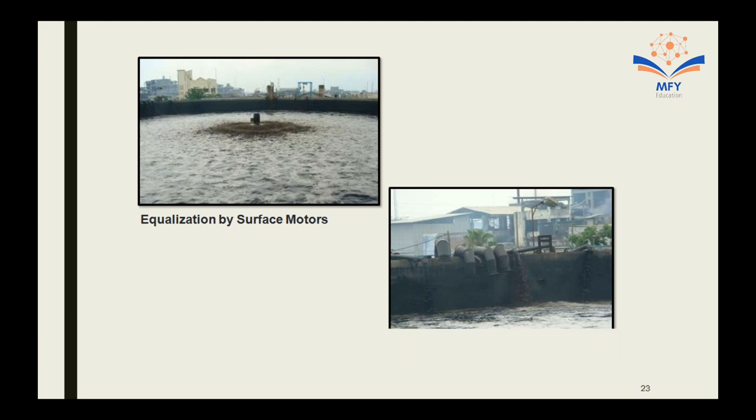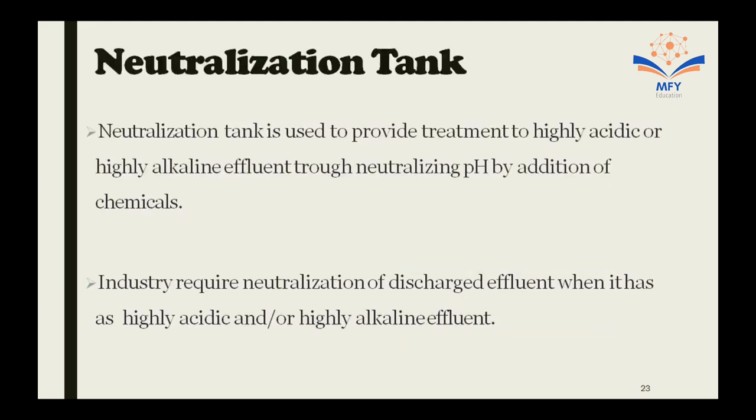Now we are going to move towards the neutralization tank. The neutralization tank is used to provide treatment to highly acidic or highly alkaline effluent by neutralizing pH through the addition of chemicals. Industry requires neutralization of discharge effluent when it is highly acidic or highly alkaline. The acid effluent is usually treated with limestone or lime slurry or caustic soda, depending upon the type and quantity of effluent, while the alkaline effluent is neutralized by sulfuric acid, H2SO4, or carbon dioxide or waste boiler flue gases.